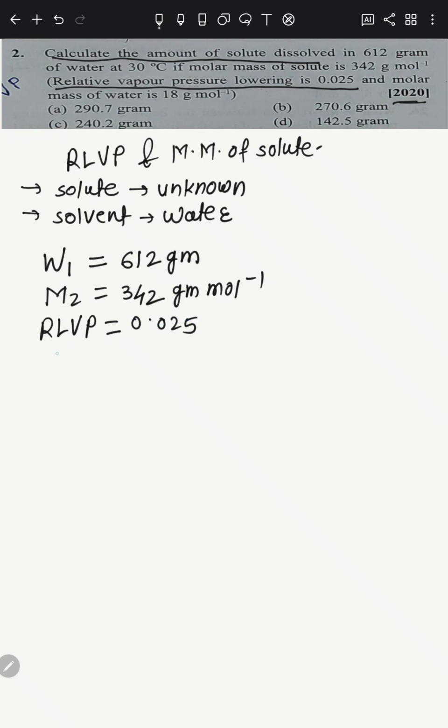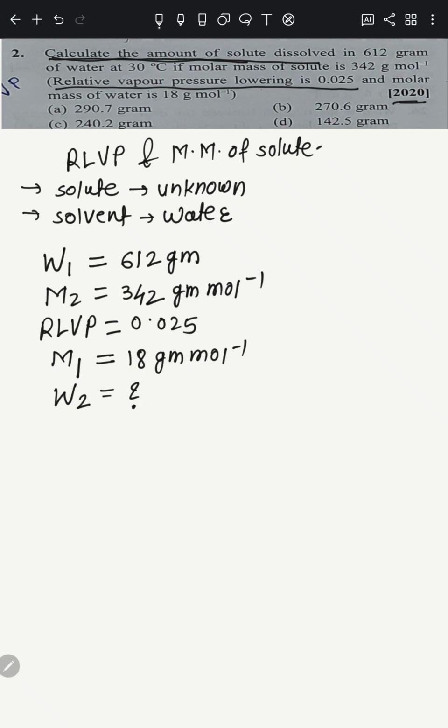Then molar mass of water. Water is the solvent. Molar mass is indicated by M and solvent is indicated by 1. So 18 gram per mole. Always molar mass is in gram per mole. Okay. Now what are they asking? They are asking to calculate the amount of solute. It means they are not interested in M2. They are asking about the W2.